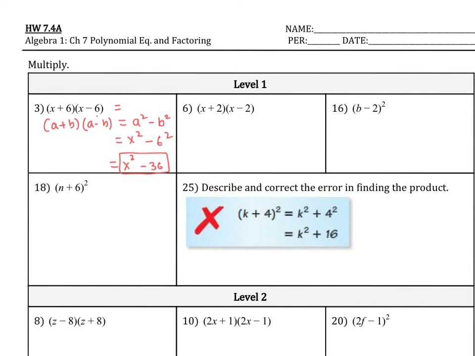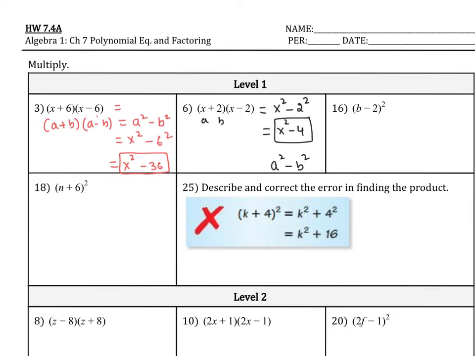Similarly, for the next one, the formula is a² − b², where my a is x, b is 2. a² means x², b² means 2², and the final answer is x² − 4.